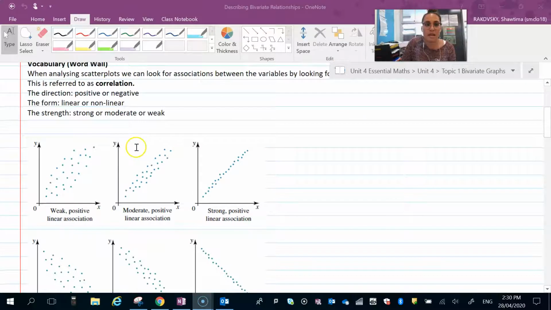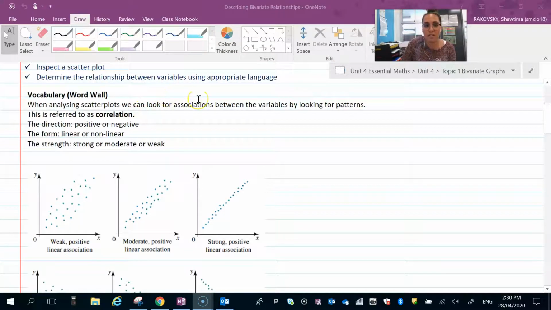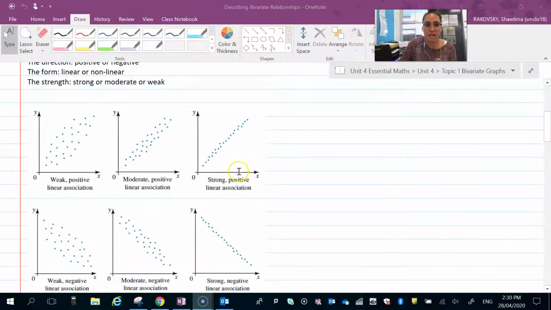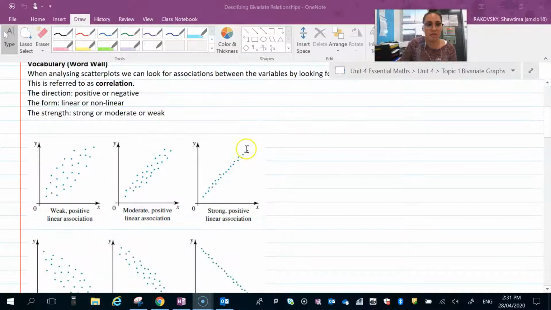Okay, so when we look at those associations, we're looking for correlation, or whether there is an association. The three things are direction, so we've got positive and negative. If we have a look at the diagram here, these three diagrams are all positive direction. The form is whether or not it's linear, so linear being a straight line and non-linear being a non-straight line.